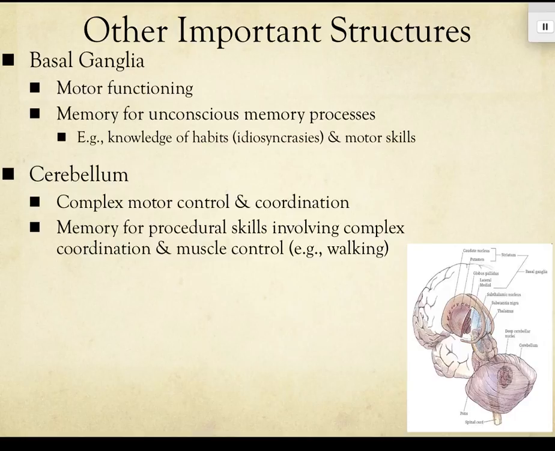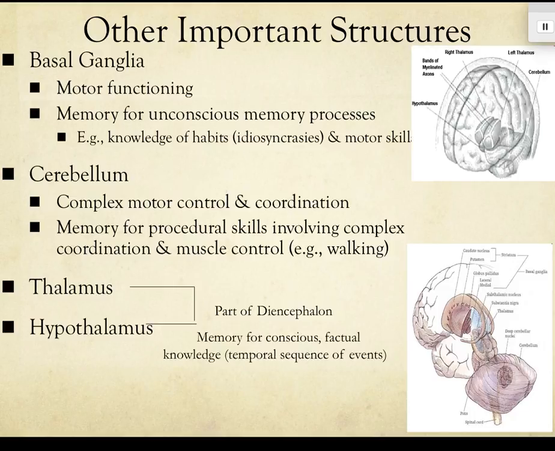We also see that the cerebellum is also very important for processes related to memory. It's not just important for complex motor control and coordination, but we also find that it's very important for procedural skills involving complex coordination and also for muscle control. So, for instance, whenever it is that we engage in walking behavior or running behavior, the cerebellum seems to be able to help you recall information in terms of how to actually do those specific tasks. Now, it's not something that you're going to be telling yourself, okay, now I have to remember how to run or now I have to remember how to walk, but rather it is something that you can access and use whenever you're in that kind of situation.